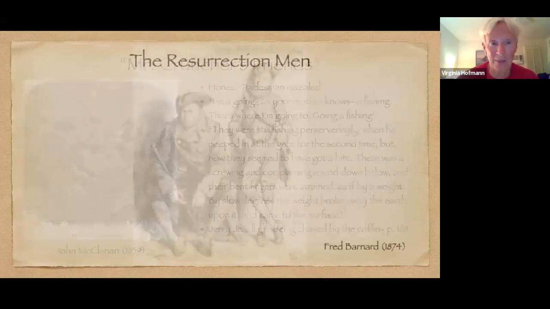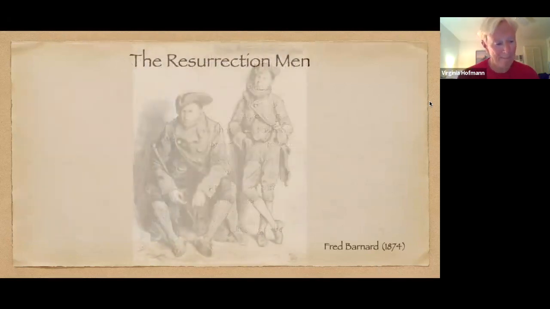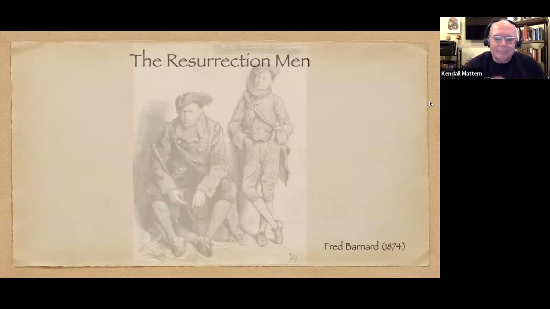So Kendall, if you want to jump in there with a little bit more about the resurrection men. Yep. Fred Barnard again, loved this portrait of father and son. So the resurrection men is a real thing.